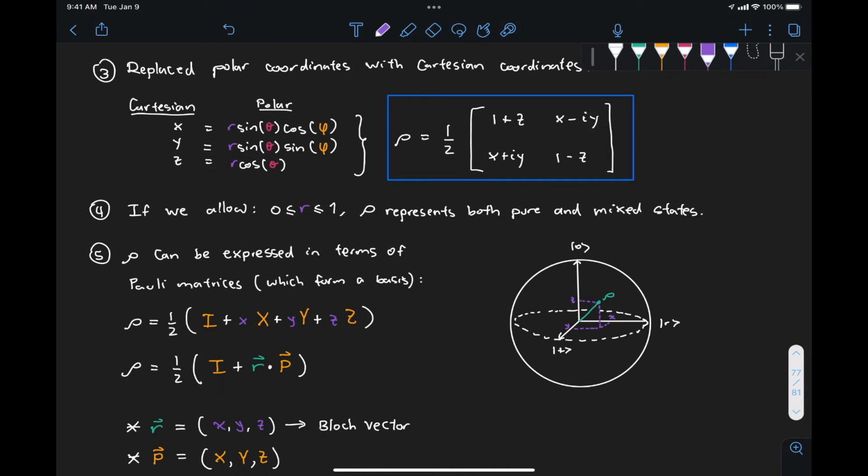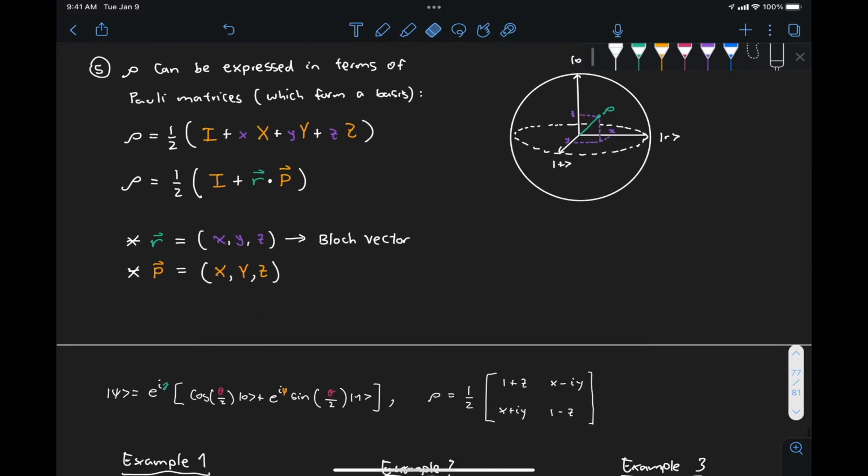And lastly, we manipulated this matrix so we could express it in terms of the Pauli matrices X, Y, and Z and the identity matrix I, and then arranged it in such a way that we can represent our x, y, z coordinates as a vector known as the Bloch vector, which represents the state inside the Bloch sphere. So now let's take a look at a few examples of how this works. And we'll start with some pure states.